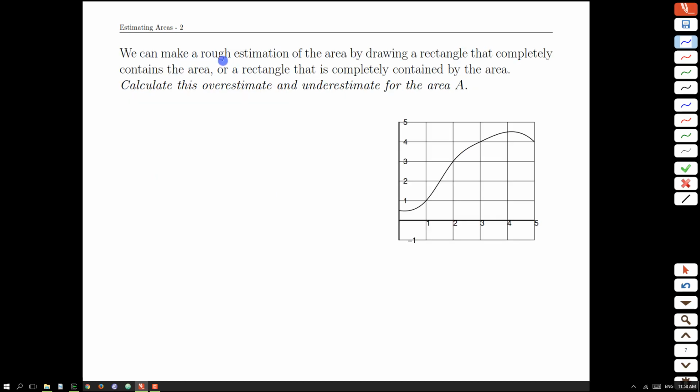Well, what we can do is start off by making rough estimates and then hopefully find a strategy for improving them. Let's draw a rectangle that completely contains the area. So imagine we're looking on this interval here. We want the area underneath this graph. Well, this graph gets bigger and bigger and bigger. So if I made a rectangle that was this tall and had that as its shape, let's round it off there, that rectangle would be larger than the area A, which is the area underneath the graph.